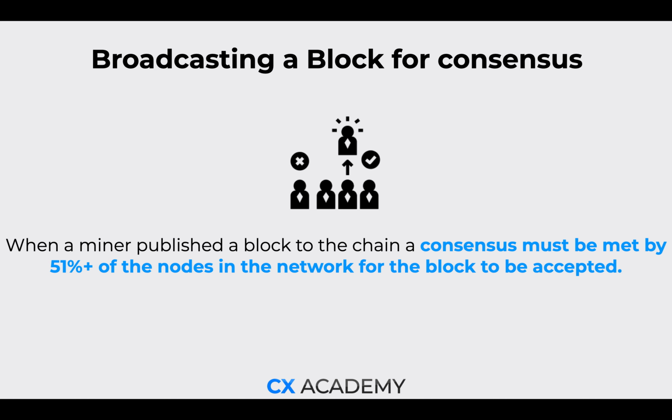So, broadcasting a block for consensus. When a miner publishes a block to the chain, consensus must be met by 51% of the nodes on the network for the block to be accepted. We've been over this. We know how this operates already. Okay.